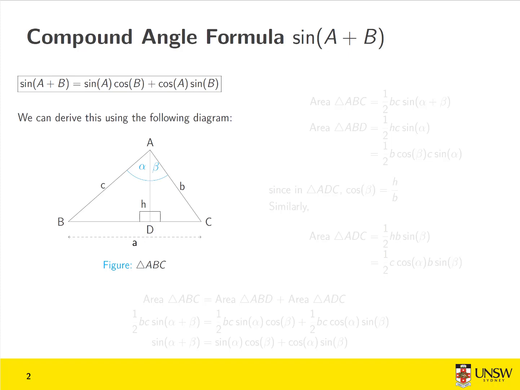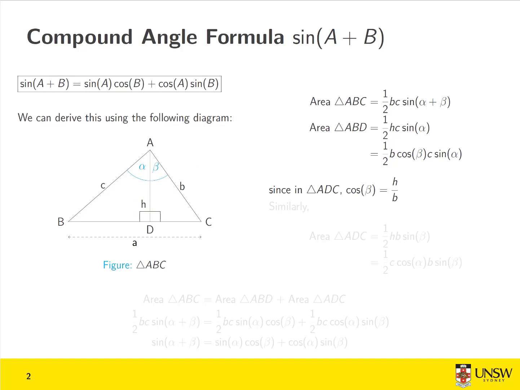Here we have a generic triangle ABC with the altitude from A meeting BC at D, and splitting angle A into angles alpha and beta. The triangle area formula tells us that ABC's area is half BC times sine of alpha plus beta. It also tells us that ABD's area is half HC sine alpha. We can replace H here with B cos beta, as seen in triangle ADC.